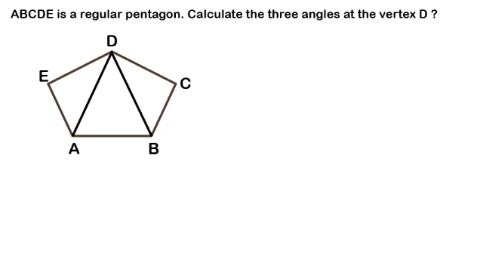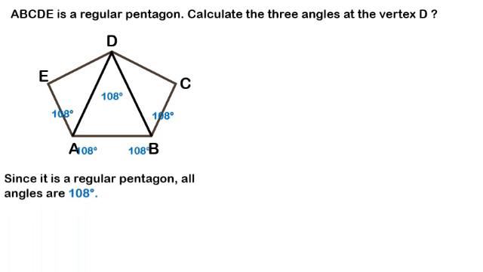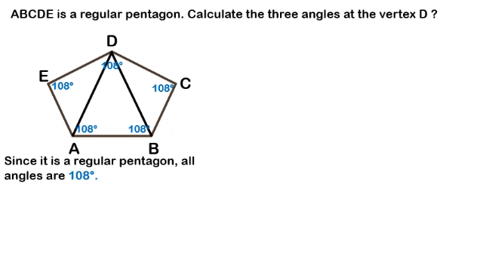Dear children, today let's start with a question. Our question is: ABCDE is a regular pentagon. Calculate the three angles at the vertex D. Since it is a regular pentagon, all angles are 108 degrees, right? We have to find the three angles at the vertex D.